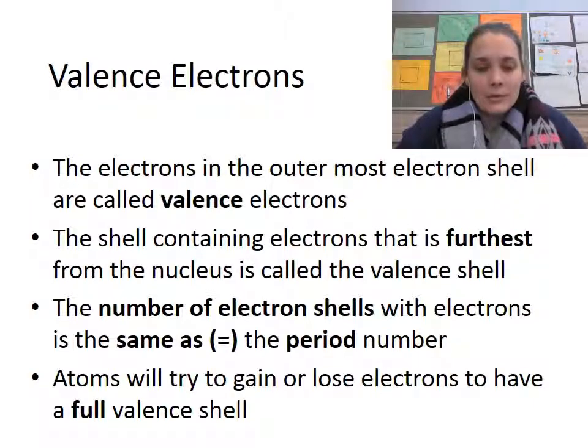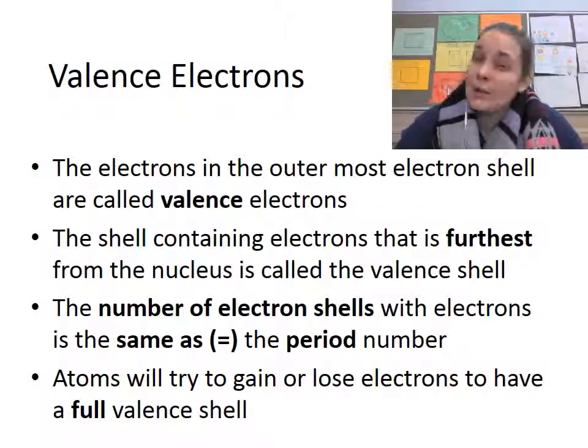The number of shells is the same as the period number. Remember, the period number, same as the number of electron shells. And that atoms will try to gain or lose those electrons. So if it's already got a full outer shell, then it's already pretty happy.